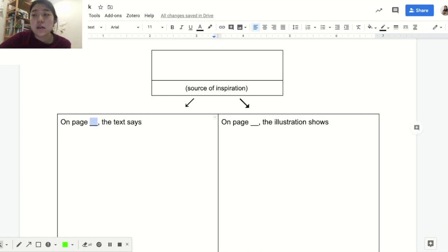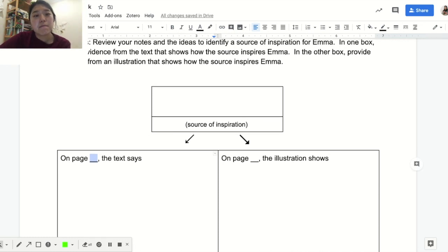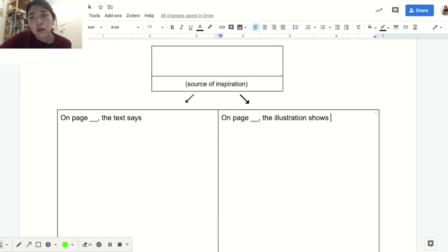So this book is actually numbered, so you can refer to that page number. I need you to find at least one piece of evidence that supports whatever source of inspiration you wrote down at the top right here. And then on the right side, I need you to find me an illustration that proves that this is a source of inspiration for Emma as well. And I need you to write down the page number here and then continue this sentence, okay?